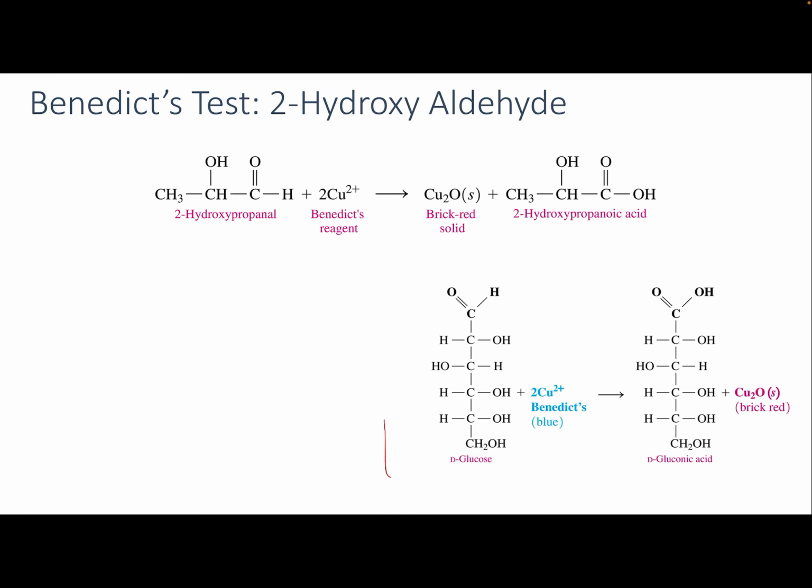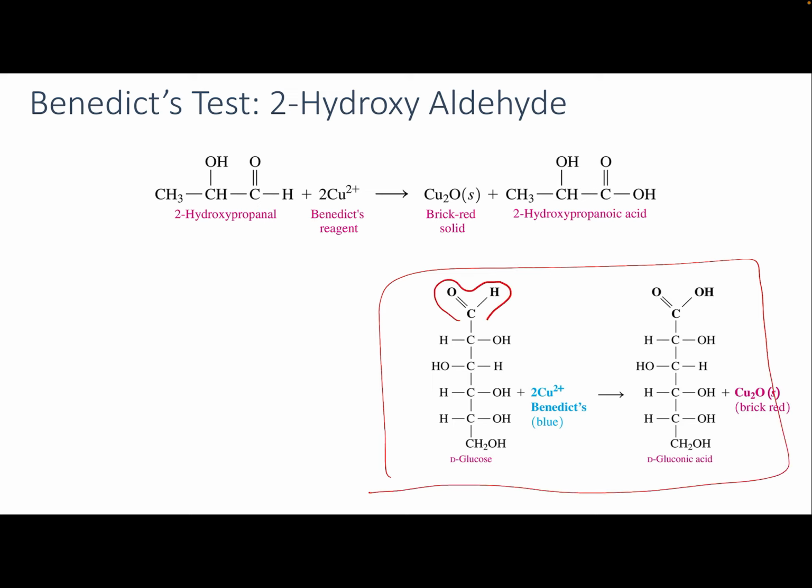So these are sugars, and we're going to look at sugars in the next chapter. Notice that there's an aldehyde group right here. This is the carbonyl with an H, okay? Next to it, on the carbon next to it, we have a hydroxyl. This is the situation that a Benedict's test is really good for. It's good for detecting sugars, for one, but here's a simpler one. Here we have the aldehyde group, and then on the carbon next to it, we have a hydroxyl.